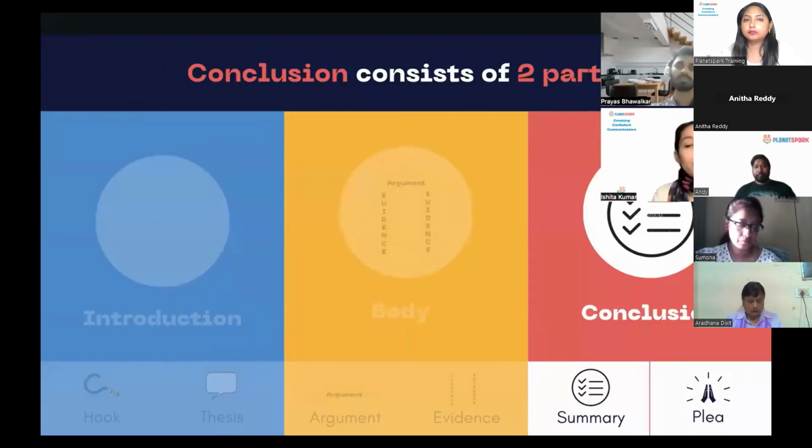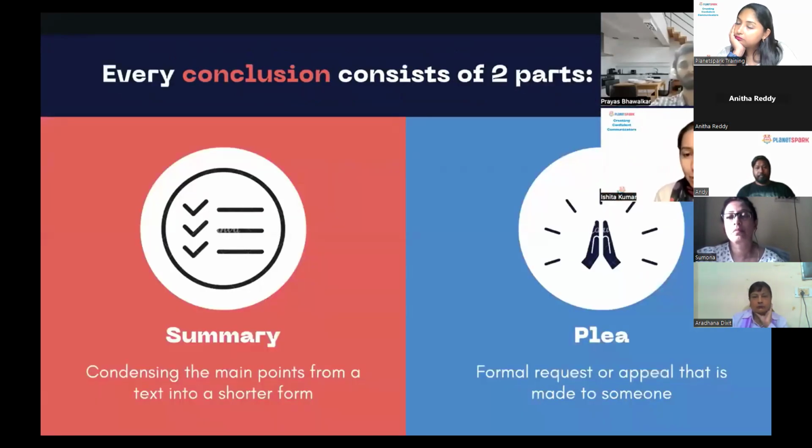The conclusion. The conclusion, correct. And can you see the two parts of conclusion also here? Summary and plea. Summary and plea, correct. Now let's play one last activity. Before we go to our final presentation, we'll also be watching Madhvan's speech again. But before that, one small activity for you, okay?